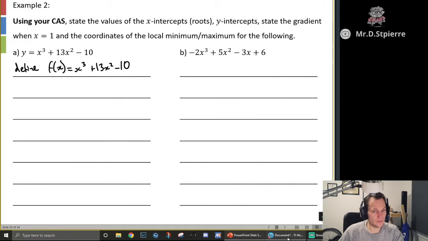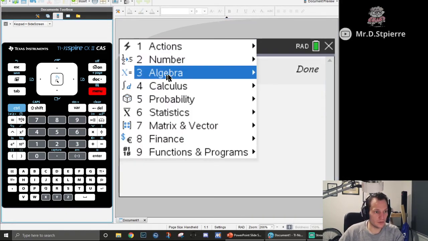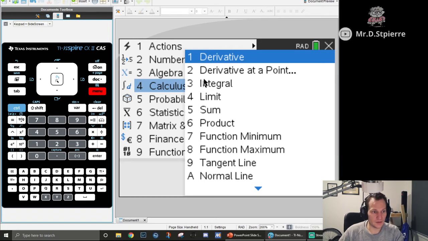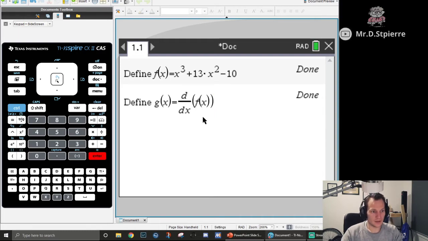Now the next thing we want to do, because we're going to be doing a bunch of work with the derivative, is define the derivative. So we're going to define g of x is equal to, and now we're going to go menu, calculus, because this is part of it, the derivative, differentiating with respect to x, of just the derivative of f of x. Done. So we've got the original function stored as f of x, and we've got the derivative stored as g of x. So we can now use those two over and over again to solve all the questions asked in the PowerPoint.